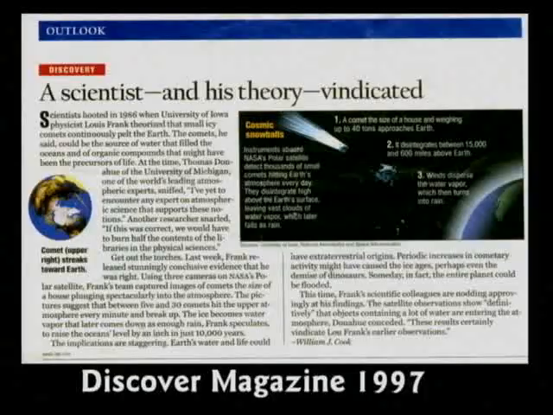This article in Discover Magazine, 97, tells about a scientist and his theory vindicated. This guy said he saw chunks of ice hitting the atmosphere from one of the satellites. He could tell there were chunks of ice hitting the atmosphere. And they did a bunch of studies on this, and sure enough, they say, yep, it appears that giant chunks of ice as big as this house are hitting the atmosphere all the time.